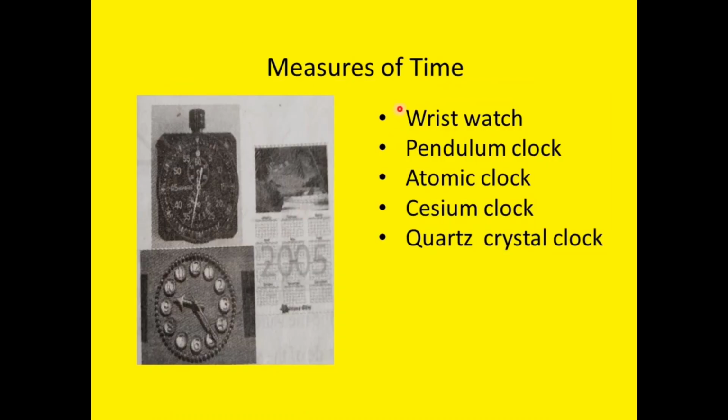Now let us talk about measures of time. So for the measures of time, there are several instruments that can be used. We have the wristwatch, a pendulum clock, the atomic clock, cesium clock, and quartz crystal clock.